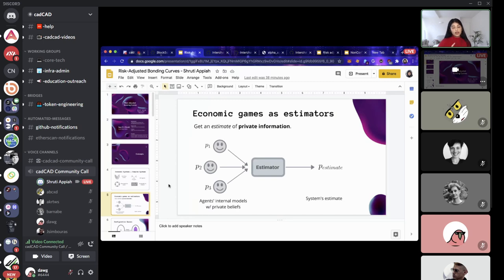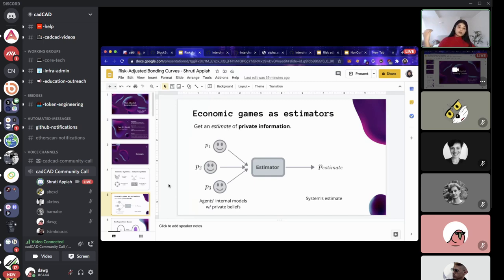So there are two things that we're estimating here in the system. The first one is the price of the token. And the second one that we're estimating is the amount of risk that the particular project carries. Right, so the price of the token can be estimated based on the price belief that the agents hold. So every single agent believes the price is of some value, right? They have this perception of how valuable that particular token is.